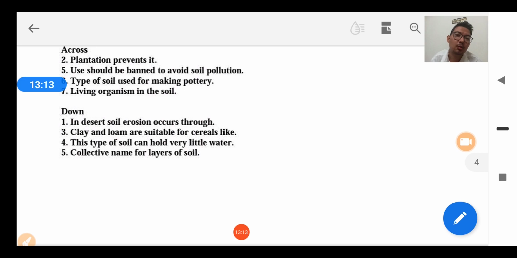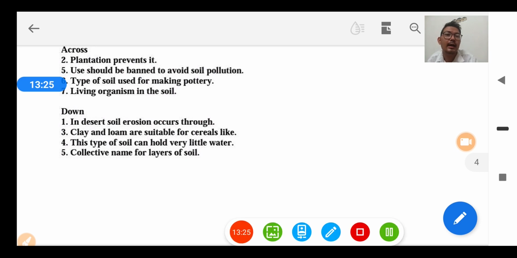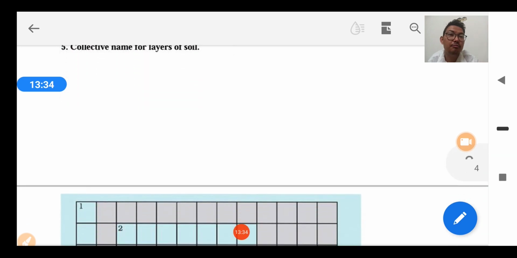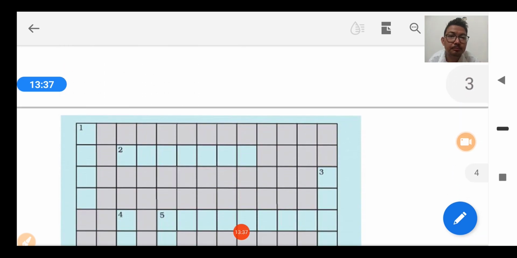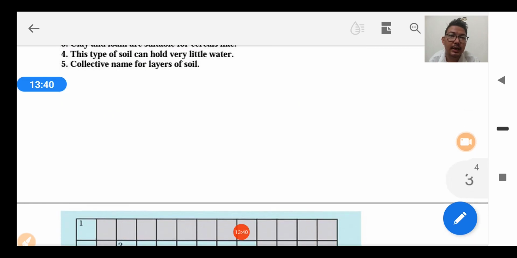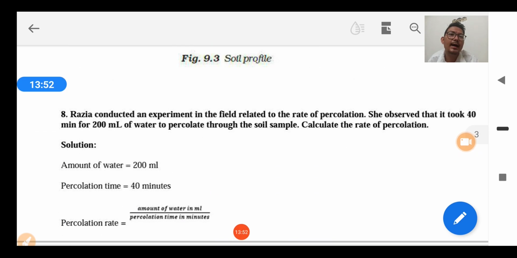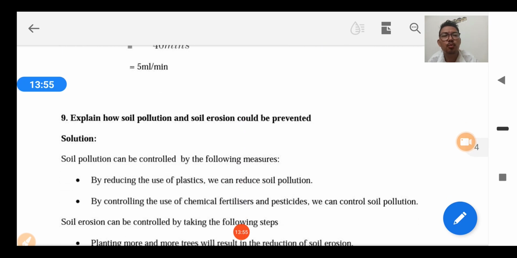Next is, in desert, down. In desert soil, erosion occurs through, the answer should be wind. And next is clay and loamy soils are suitable for cereals like wheat. You can even check your answer. Yes, wheat is the correct answer. This type of soil can hold very little water: sandy soil. Collective name for layers of soil. Just now we studied, it is called profile, soil profile. So your answer is profile.